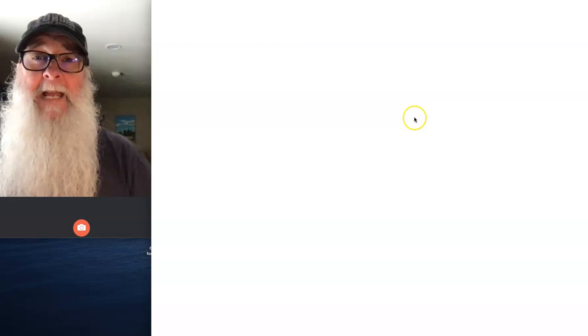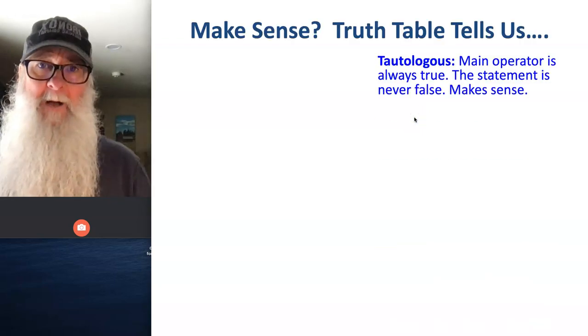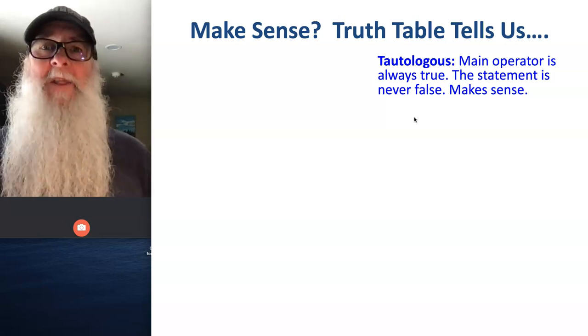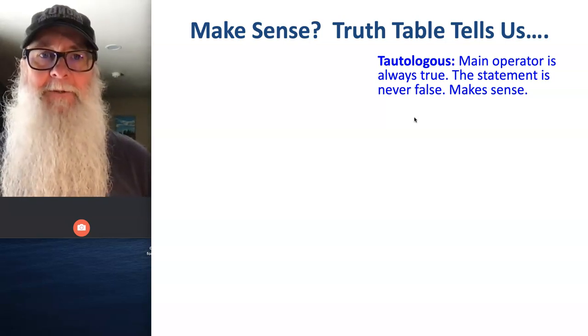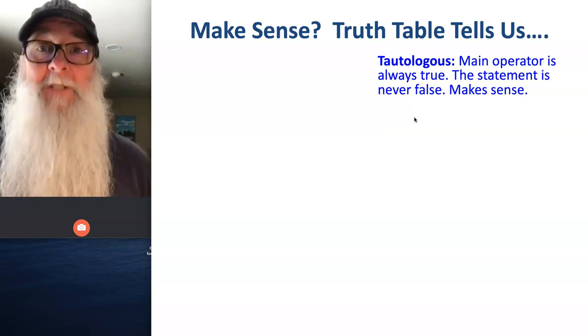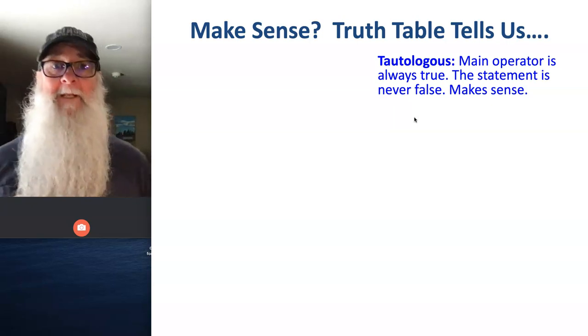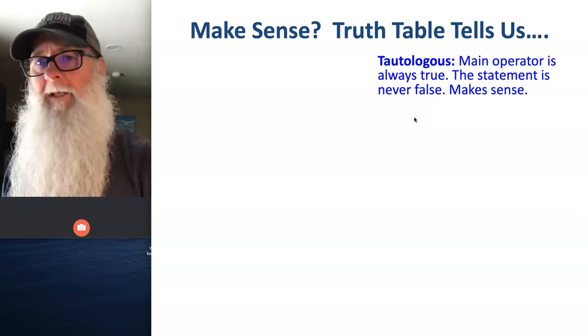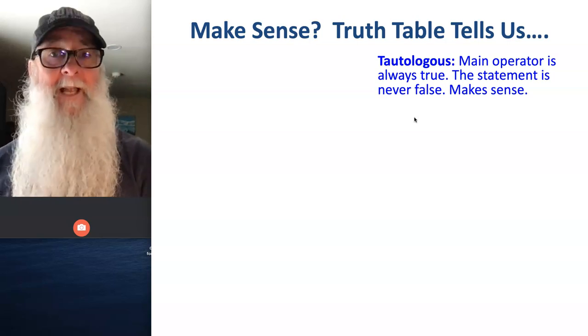Okay. Then you're going to look at the main operator for your statement. You're going to look at that column of truth values underneath the main operator. And you're looking for patterns. Okay. You're looking on each line of the truth table trying to identify a pattern. If when you look at that column of truth values underneath the main operator of the statement, you see that every line has the main operator true, then that statement belongs in the tautology category. A tautologous statement is one with a main operator that is always true. It is never false. A tautology is a kind of statement that makes sense, okay?